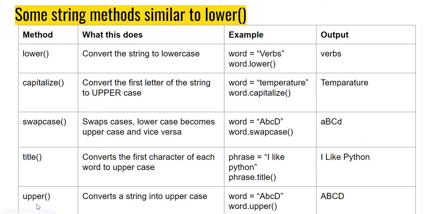Now, similarly, there is an upper method which is kind of like a reverse of the lower method. It converts everything to uppercase. So if I were to have big A, small b, small c, d, the outcome of this will be A, B, C, D. It is really the converse, or some kind of dual, of the lower method.